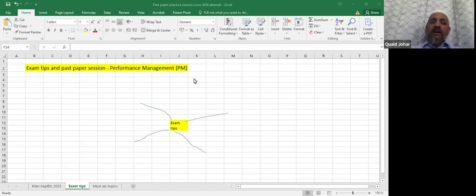exam tip session, I'll be starting a question which has been picked from a past exam, from the September-December attempt. It's a performance measurement question, which I'll be attempting and solving with you on this Zoom app. So let's start with this exam tip session.